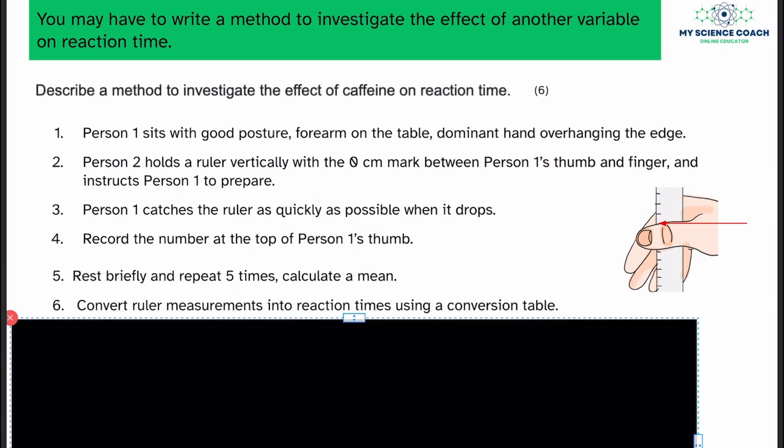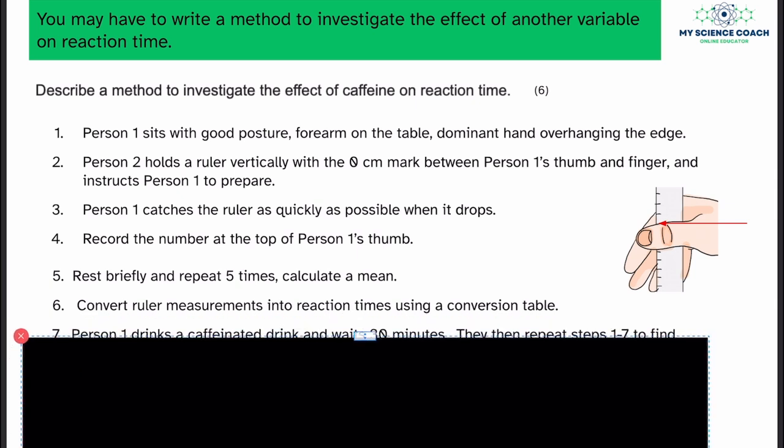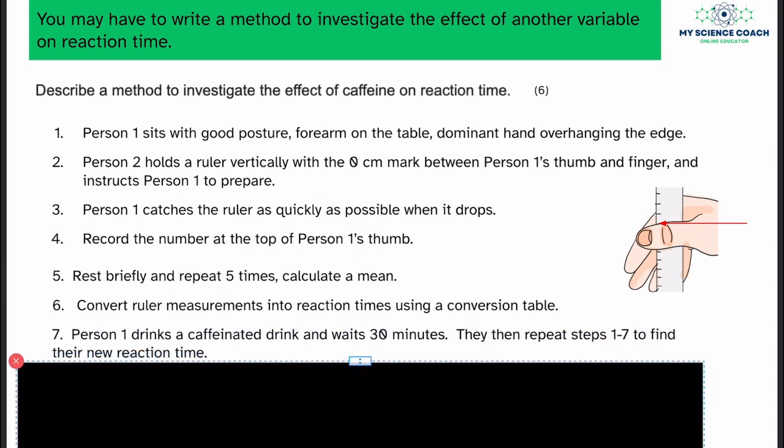But we have not changed anything at this point. So all we need to do now is change something. So person 1, the same person, because we can't have one person who is caffeinated and one person who isn't, because then we're changing the person and the caffeine, which we can't do. We only change one thing, so it has to be the same person. So the same person 1 now drinks a caffeinated drink. Give them 30 minutes to let the caffeine get in their system.